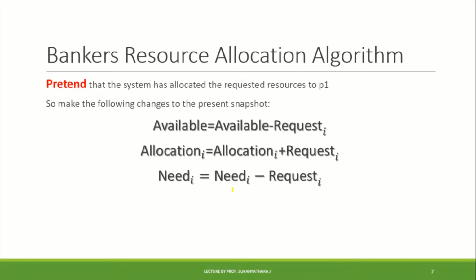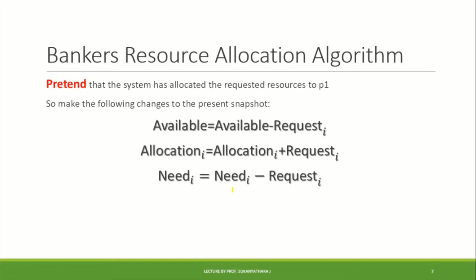Now, assume that we are pretending we have allocated the new resource request to process P1. Then you have to make a few changes. What are those changes? From where are you giving these resources? Yes, from the list of free resources, from available, or from work. So we have to reduce the request vector from available. So the new value of available becomes available minus request of I.